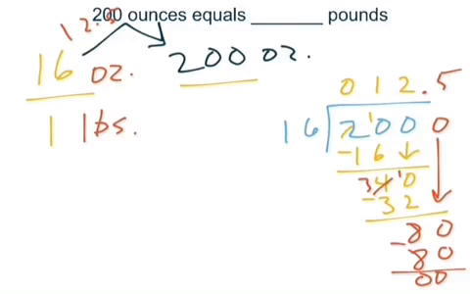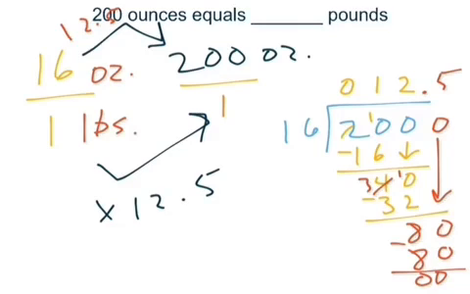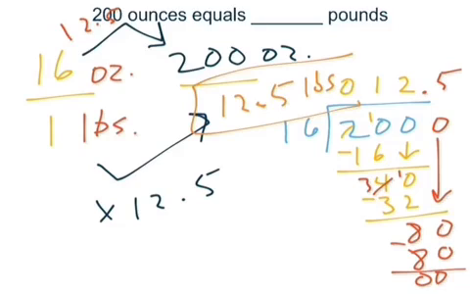So 16 times 12.5 equals 200. So I can just apply the same thing over here. Well, this is not too hard. 1 times 12.5 actually equals 12.5 pounds, lbs. So there we go right over there. Again, found the relationship between the top and then applied it to the bottom.